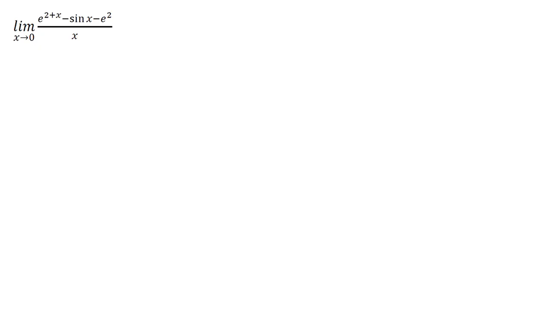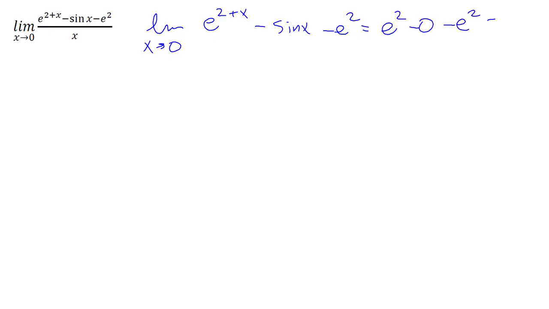All right, our second to last one here. We're looking at a fairly complicated function, (e^(2+x) - sin x - e^2) over x. So we'll start off just by checking the limit as x approaches 0 of this. We have e^2 minus 0 minus e^2, which is, of course, 0. And in the denominator, we have the limit as x approaches 0 of x, which is, of course, just 0.